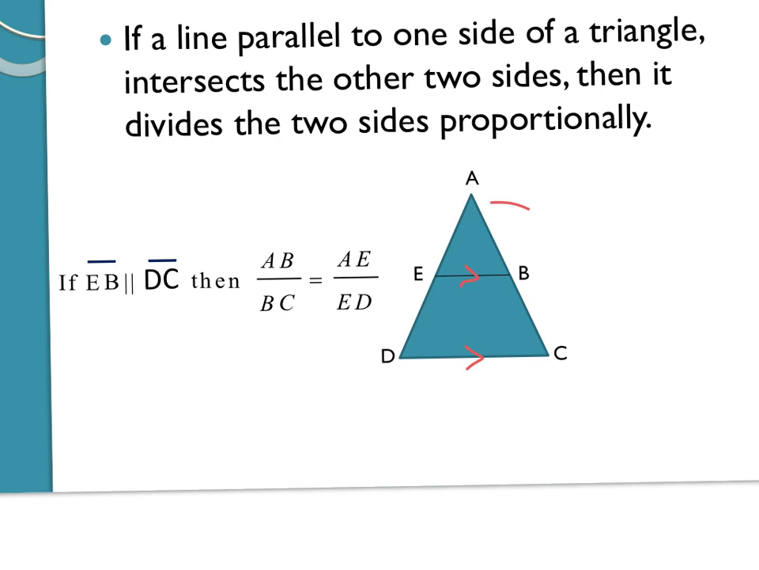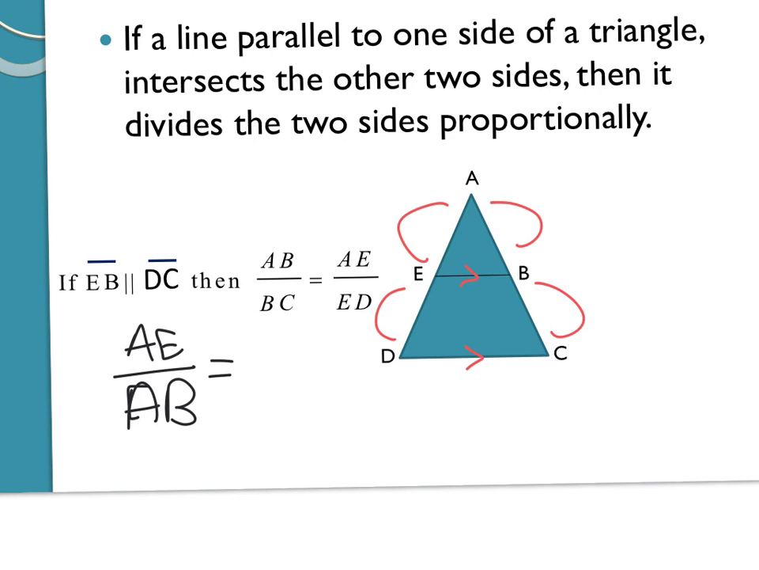So I can say that AB over BC, so I did the right side of the top and then the bottom side, would equal AE over ED, left side of the top over left side on the bottom. I could have also said AE over AB would equal what? So if I go left, right on the top, then I have to follow that pattern, which would be what on the bottom? ED over BC.